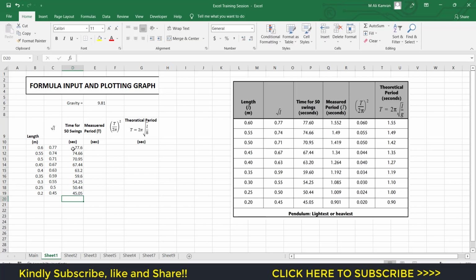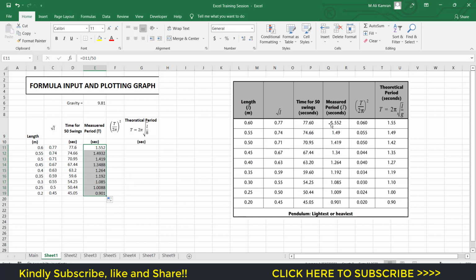So now this is the experimental data, and now the measured time period will be this value divided by 50, since this is the time in seconds for 50 swings, and the time period is the time in seconds for one swing, right? So this will be equal to this value divided by 50. So this is 1.552, and double click on this, right? So we have all those values.